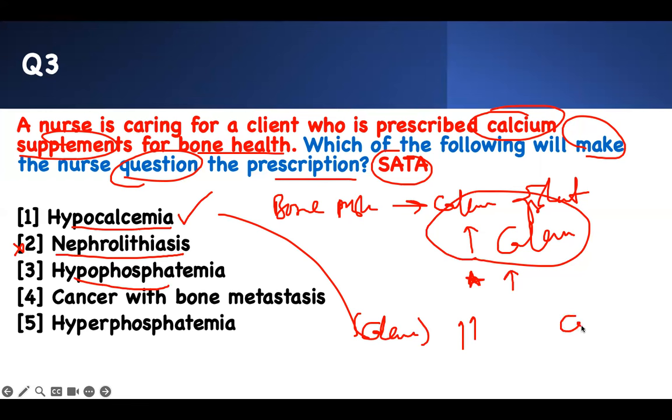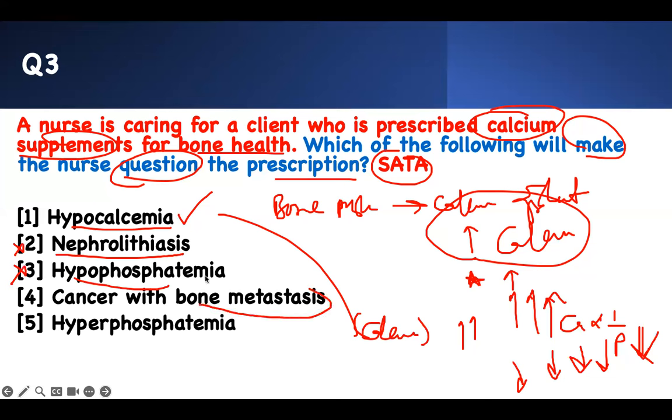Hypophosphatemia. Think calcium and phosphorus are in inverse relationship. When calcium is high, phosphorus is low. Patient phosphorus is already low. That is hypophosphatemia. If you give them more calcium, their phosphorus will go down more and more and more. That is not good. Their phosphorus is already low. If you give them more calcium, phosphorus will go low, low, low. Therefore, I should question this.